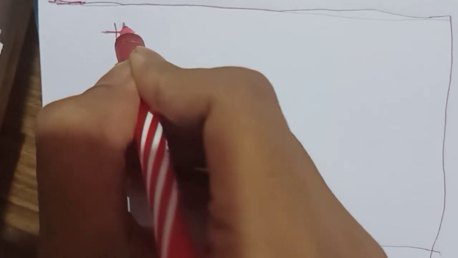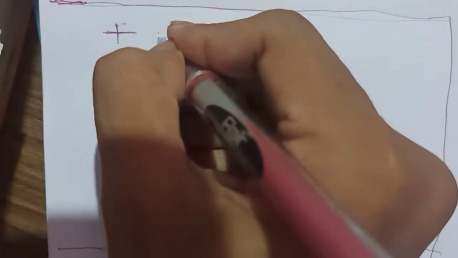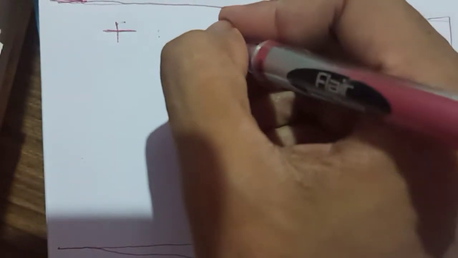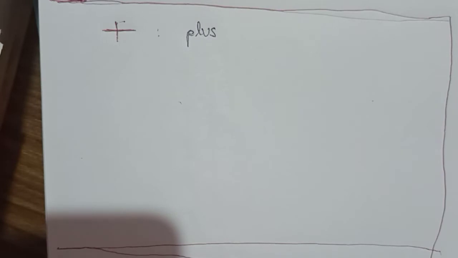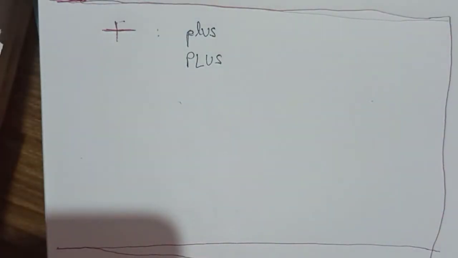this sign is the plus sign. We call this plus. You have seen this in your calculator, Marco. This is the plus sign. Okay. This is plus. This is used for addition, Marco. Now what is addition and what does this sign do, Marco?